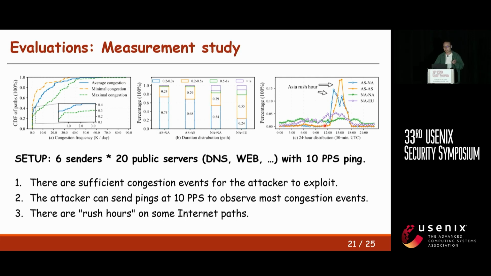We also launched a measurement study on the internet to understand the congestion events on the internet. Does this congestion help our attackers identify some links on the internet? The answer is yes. We found that hundreds of congestion events happen per day. And the attacker could observe congestion for a long time in a very stealthy manner. For example, a 10 pps ping probe can observe most congestion events that last longer than 200 microseconds. Another interesting observation is that there are rush hours in some links connecting Asia and Europe. The attackers may get more efficient on these links during that time.